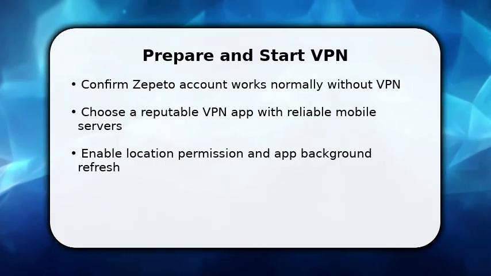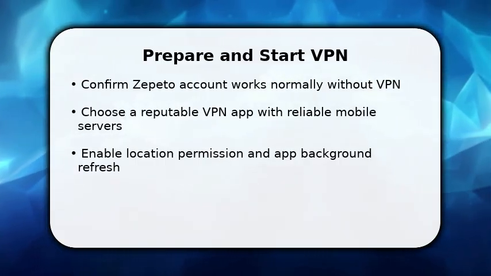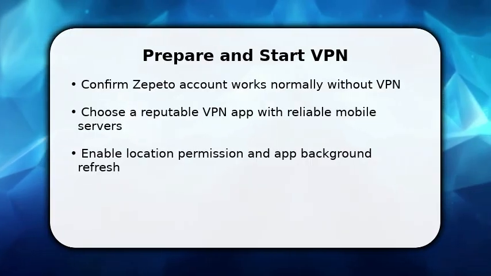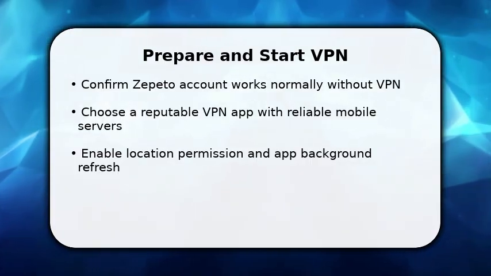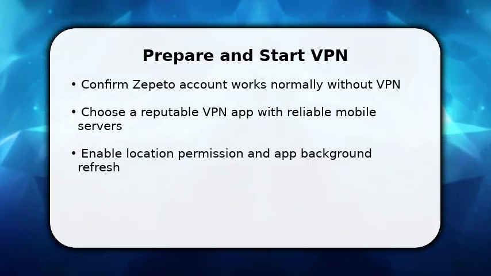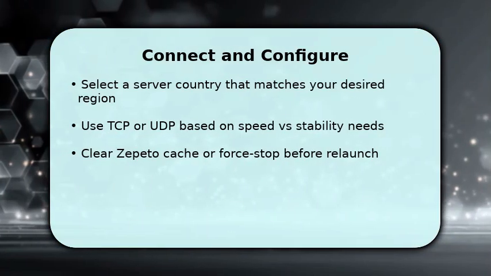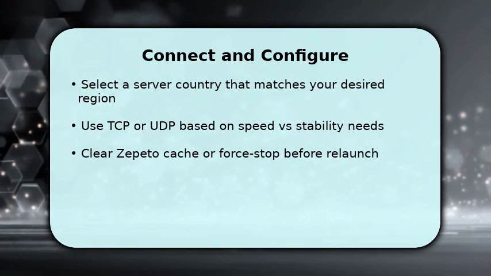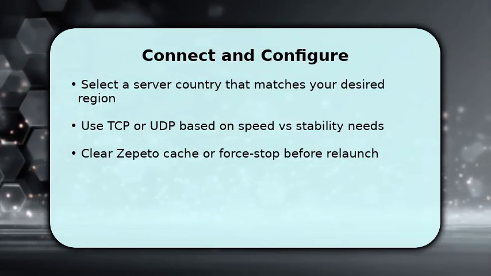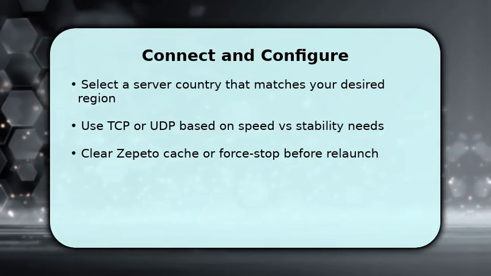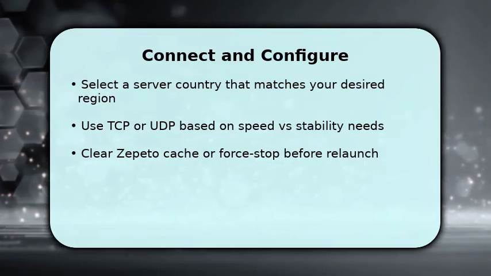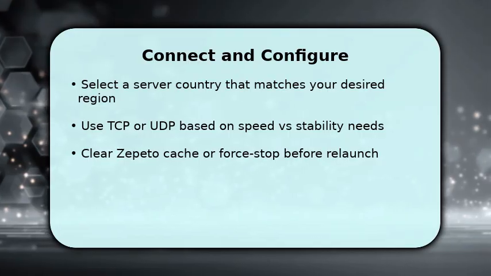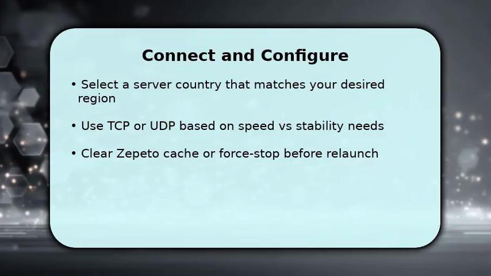Make sure Zepeto is closed before switching the VPN so the app establishes a session under the new IP address when you open it. You now connect and fine-tune settings for best results. Pick a server country that aligns with the content or friends you want to access. Closer servers usually mean faster performance. If you experience drops, switch protocol between UDP for speed or TCP for reliability.